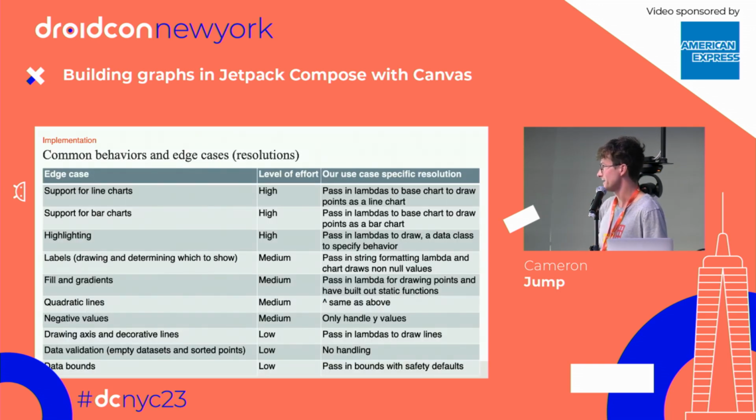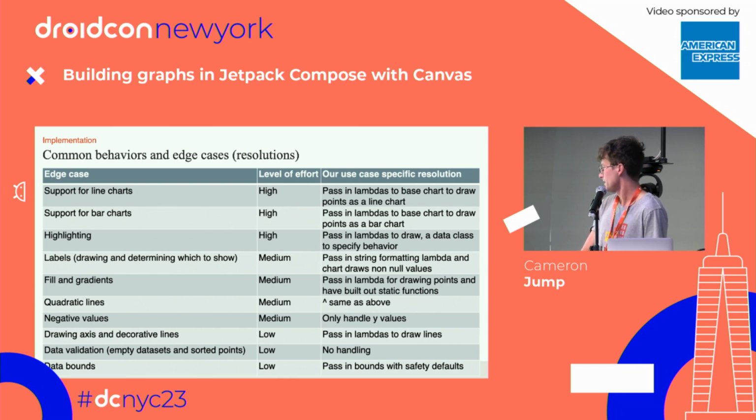Here's going back to those behaviors that I think charts should handle, and our resolution. This is a bit of a busy slide. But I showed in the design how we're handling line charts and bar charts. We have that base chart, and we're passing in the different behaviors to get those line and bar charts. Our highlighting, we're handling in a similar way, at least for the drawing, but unfortunately have a data class in there to support specific behaviors.